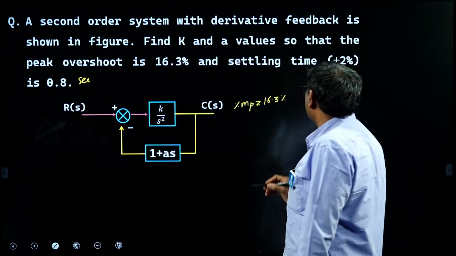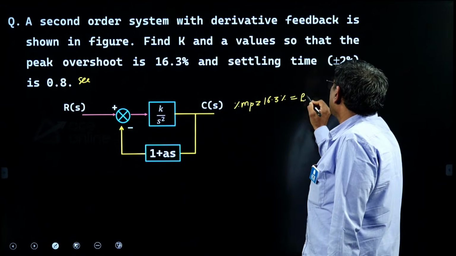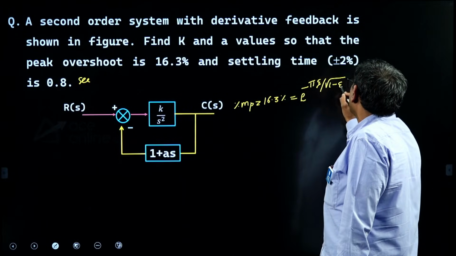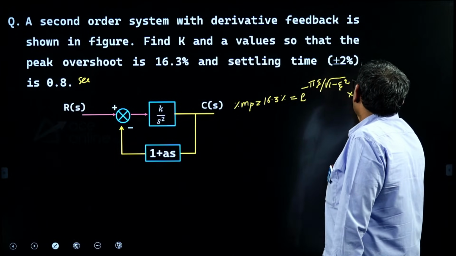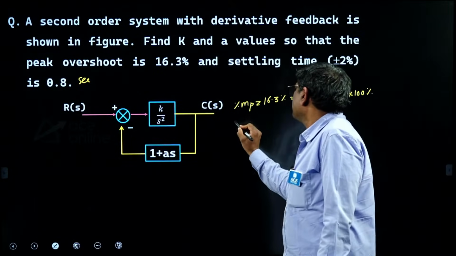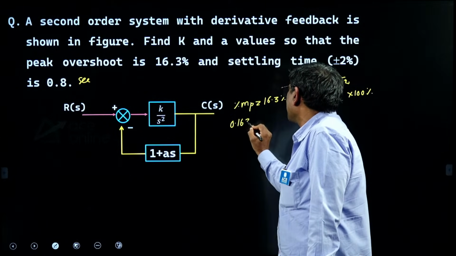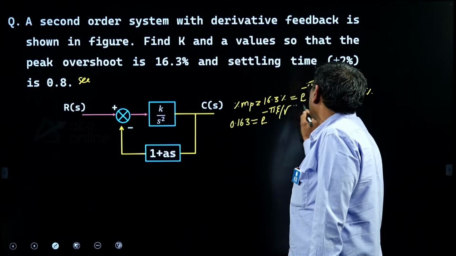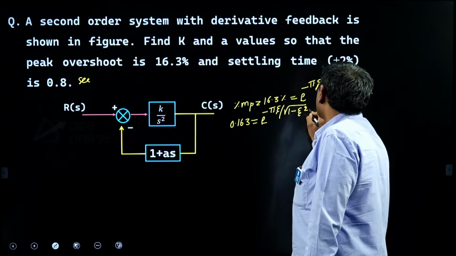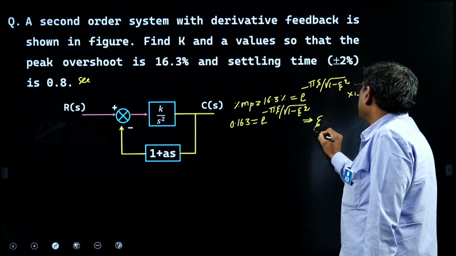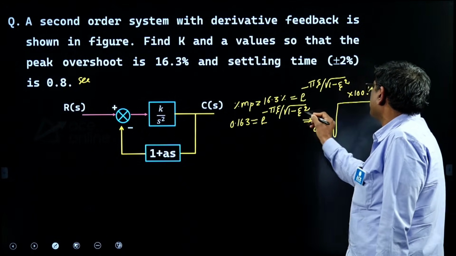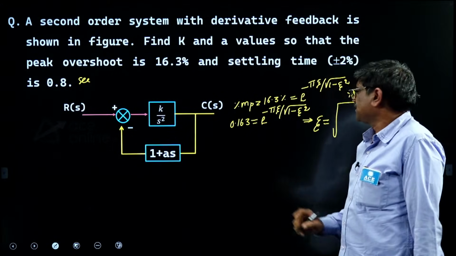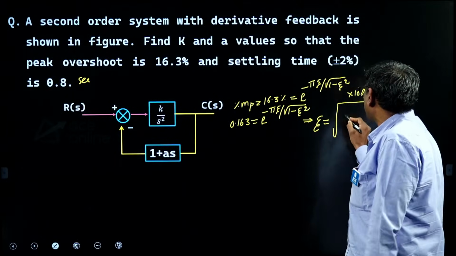16.3% is given. What is the formula? e power minus pi zeta divided by root of 1 minus zeta square into 100%. So 0.163 equal to e power minus pi zeta divided by root of 1 minus zeta square. Find the zeta value. Once you simplify after removing the percentage, simply zeta equal to, what is the formula I told?